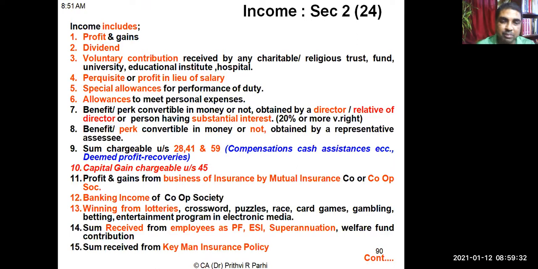Sums received under a key man insurance policy. In an organization, there might be certain important persons who are called the key man. And if any compensation is received from the insurance company against this key man insurance policy, that is also an income.